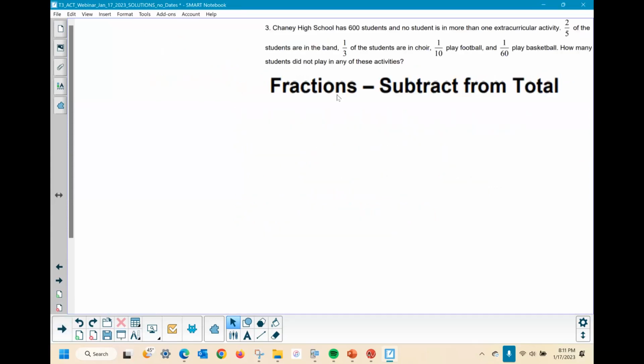This is a sample problem. Cheney High School was actually the high school I went to, so I use this in the name. Take a look at that problem and think about different ways that this could be solved with or without technology. I, of course, will be talking more technology because that's what we're about, but we want them to be able to do it by hand as well. Let me give you a few seconds to read that and think about it. I call this one fraction subtract from total. I'm not going to actually do it for you.